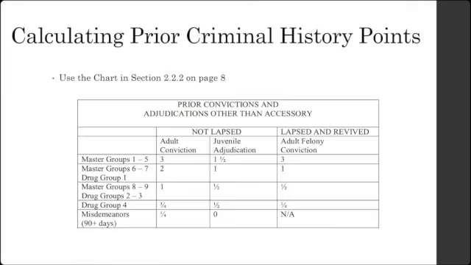So how are criminal history points calculated? This is the chart in section 2.2.2 that's on page 8 of the manual that I highly recommend you tab as part of your everyday practice. It highlights how each offense is scored based on its criminal history group, the type of offense it is, whether it's an adult conviction, juvenile adjudication, and then also whether it has lapsed or revived. All of those factors depend on what the ultimate scoring will be.